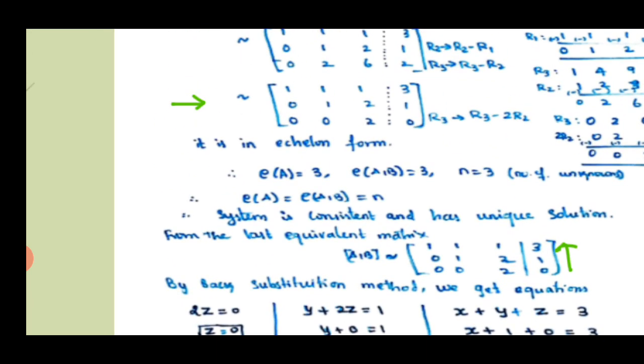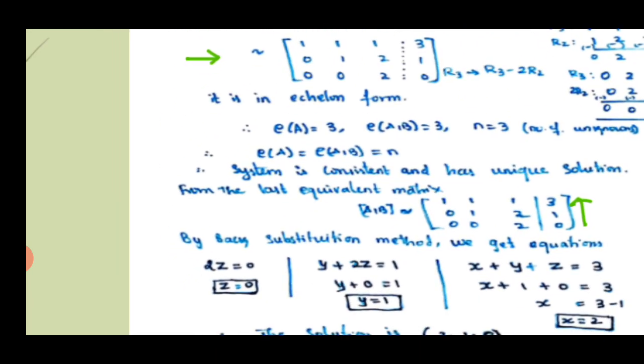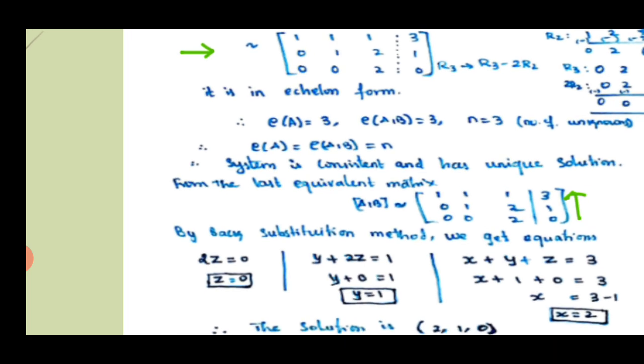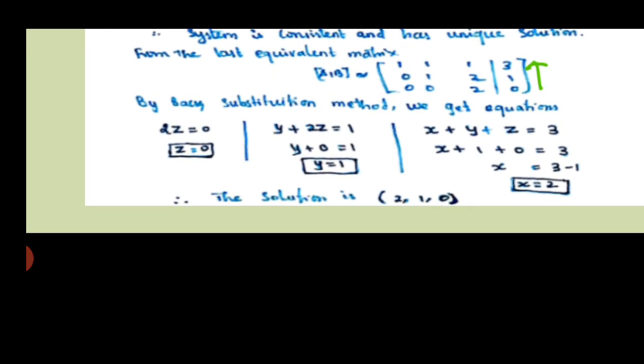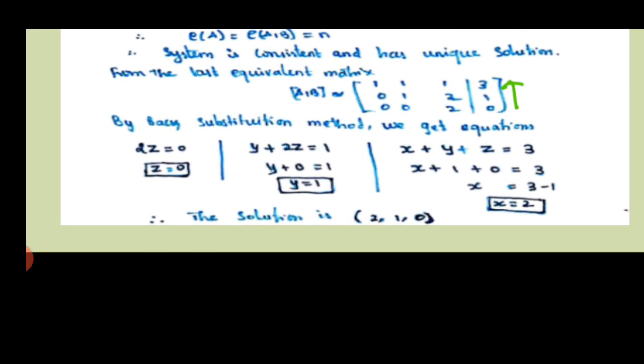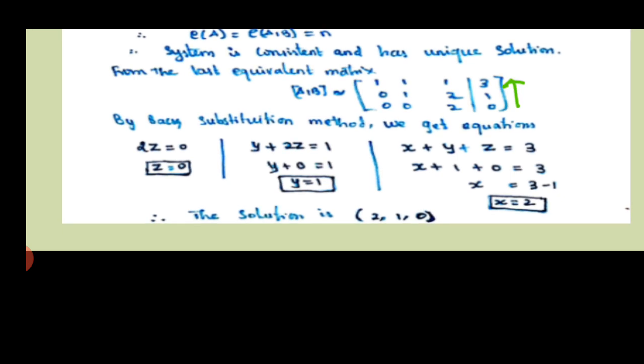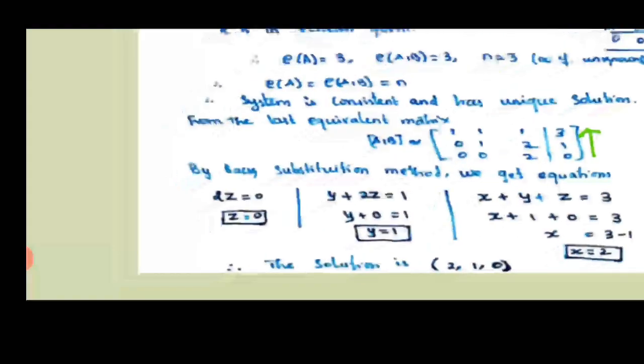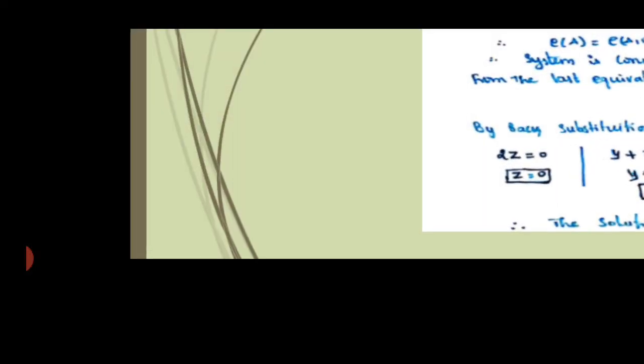For that, you have to take the last equivalent matrix, the green color arrow you can see, and that echelon form matrix, that one you have to take again and write like this: AB equal to 1 1 1 3, 0 1 2 1, 0 0 2 0. That matrix you write by back substitution method. In reverse, you have to write the equations. So start from the last row. So last row we don't have x term, y term, we have only z term. The coefficient of z term is 2. So 2z is equal to, right side we have 0, so 0. So 2z equal to 0, so we get z equal to 0.